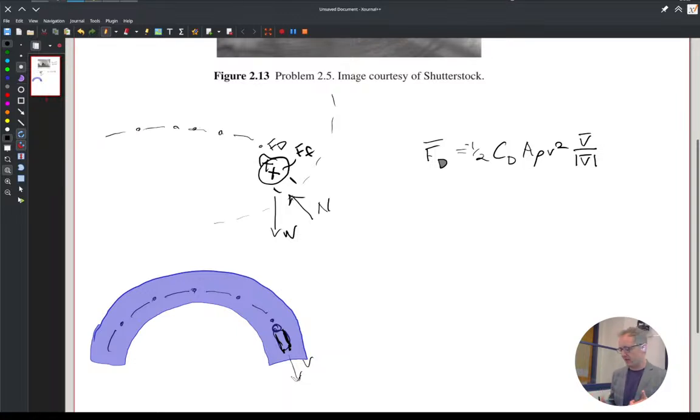So here's another one that I saw. And I think this was kind of what I had seen. Weight going down. Normal force is normal to whatever slope this thing's on. And then force of drag, and then maybe a force of friction. So this was another one.